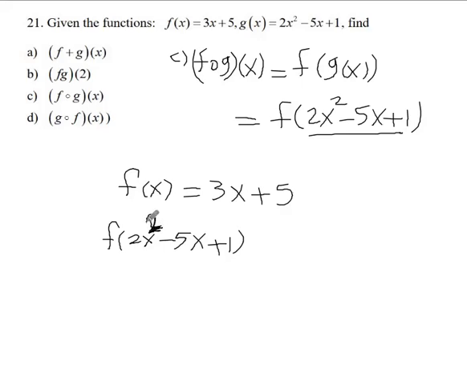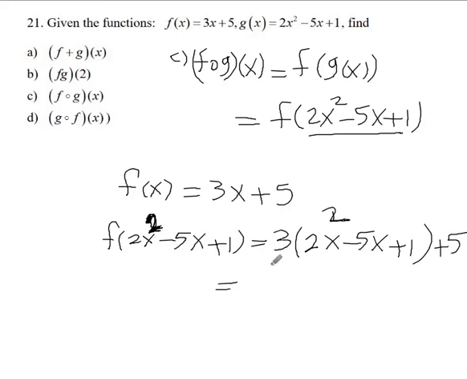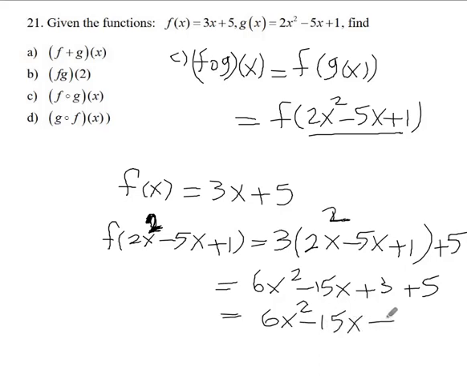then it would be the same as 3 times, instead of x, I'm going to put 2x squared minus 5x plus 1, then plus 5 here. So that would be the same as, I'm going to distribute this, 6x squared minus 15x plus 3 plus 5. So that would be 6x squared minus 15x plus 8. This would be the composition of f with respect to g.